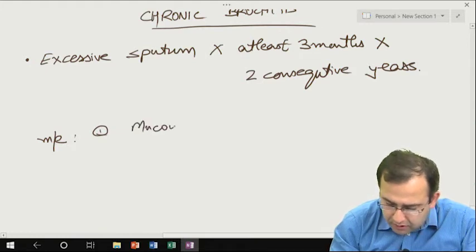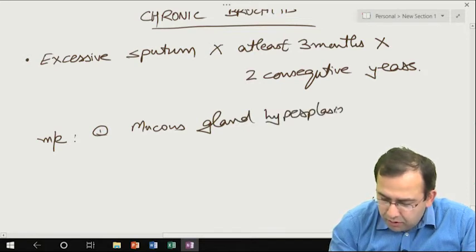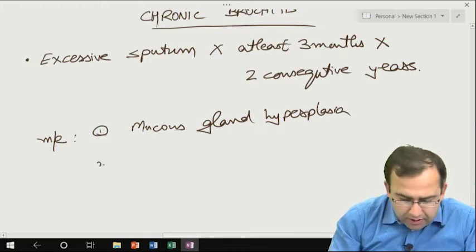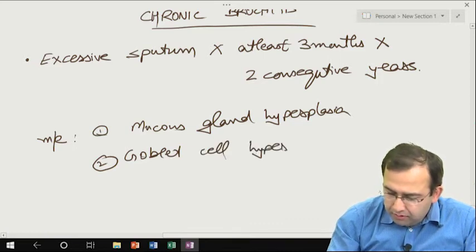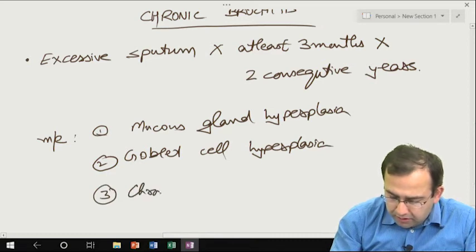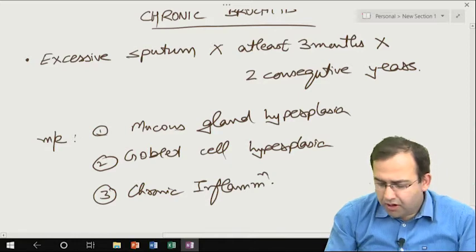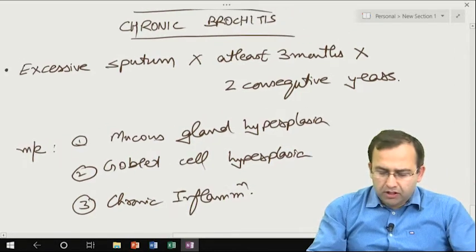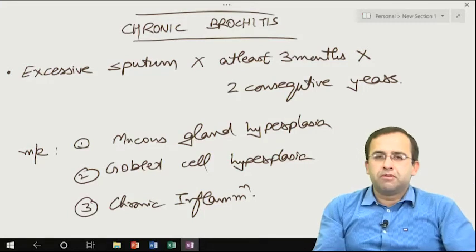It is associated with mucus gland hyperplasia. The mucus cells increase in number. It is also associated with goblet cell hyperplasia and chronic inflammation. Very obvious. I have not increased your knowledge by writing this. This was common sense. What we have written till now is time pass.